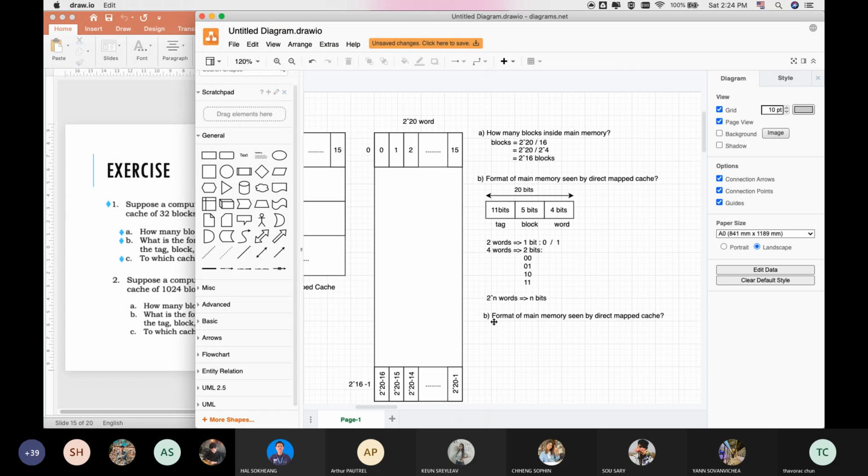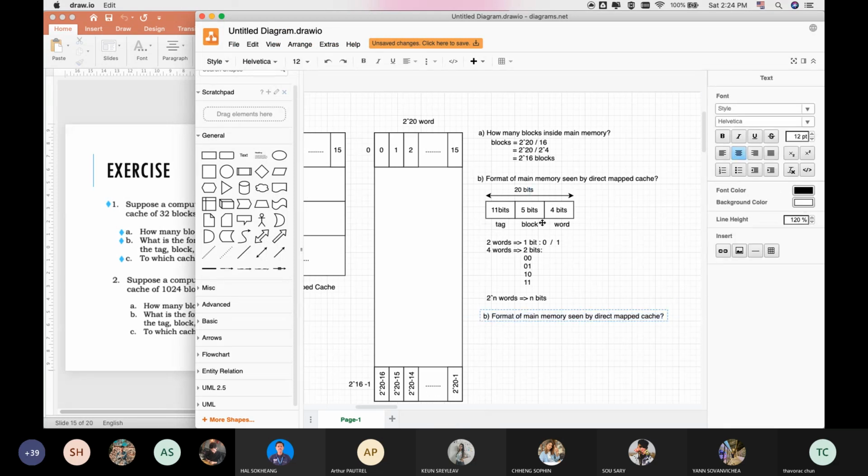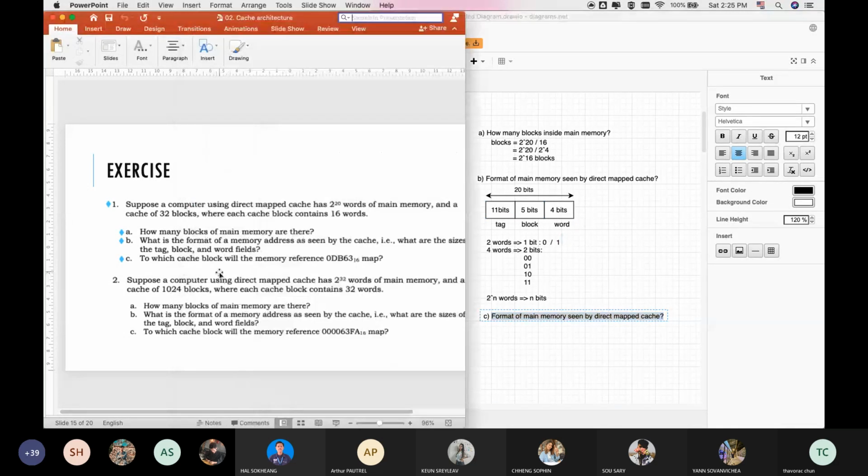Okay, so coming back to the question C. Question C here is about... imagine that you want to find the data inside the cache with address 0db63. Okay, the value here is in hexadecimal. So imagine that you have this address and we want to find the location of this address inside the cache.